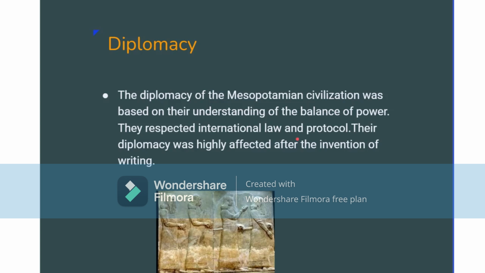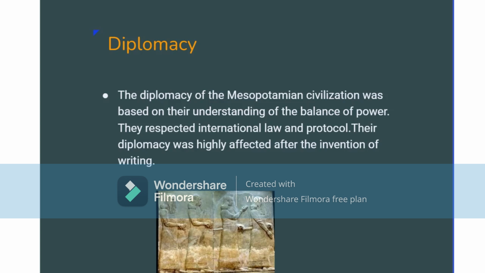So after the Sumerians developed writing, their diplomacy was highly affected because of it. It was not affected in a negative way, but in a positive way, as now they could send written letters through messengers to different kingdoms.